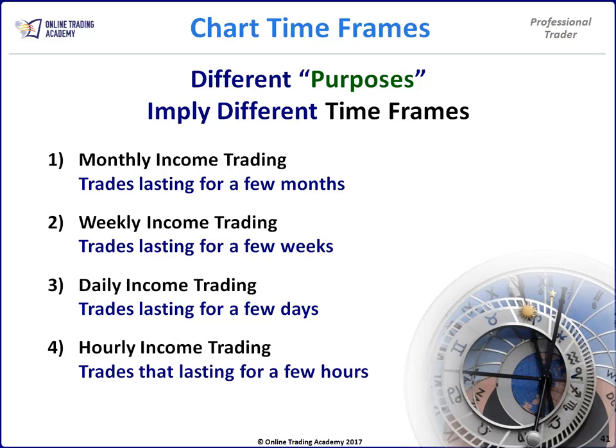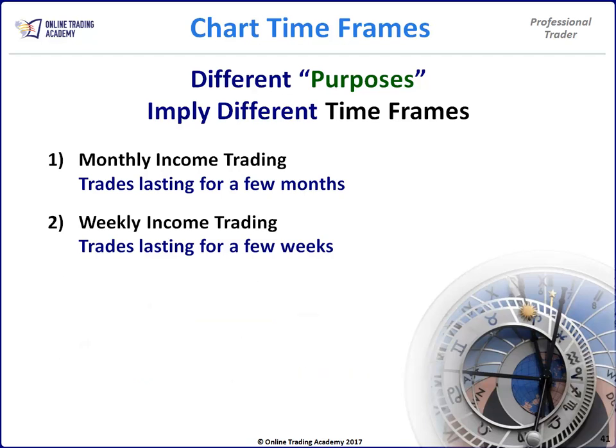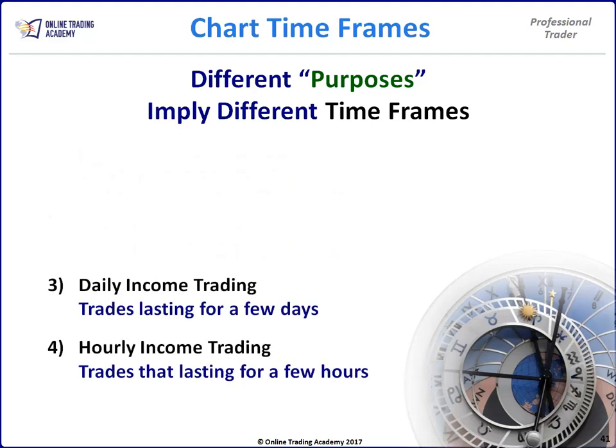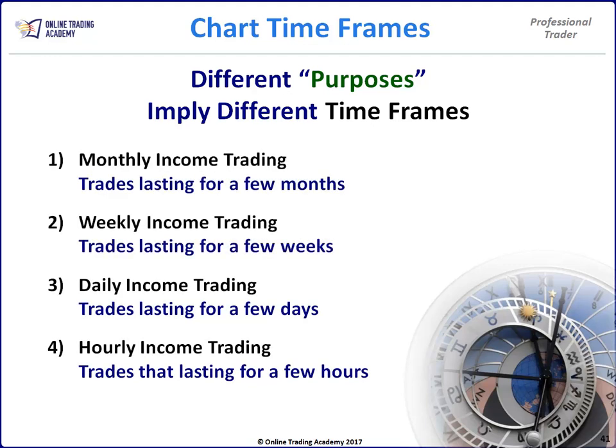Generally, the longer the trade lasts, or the longer the trade duration, the higher the time frames used. On the flip side, the shorter the duration of the trade, or the shorter that these trades last, the smaller the time frames used. These first 2, monthly income and weekly income, are generally considered for long-term trading, whereas daily income and hourly income are considered for short-term trading.